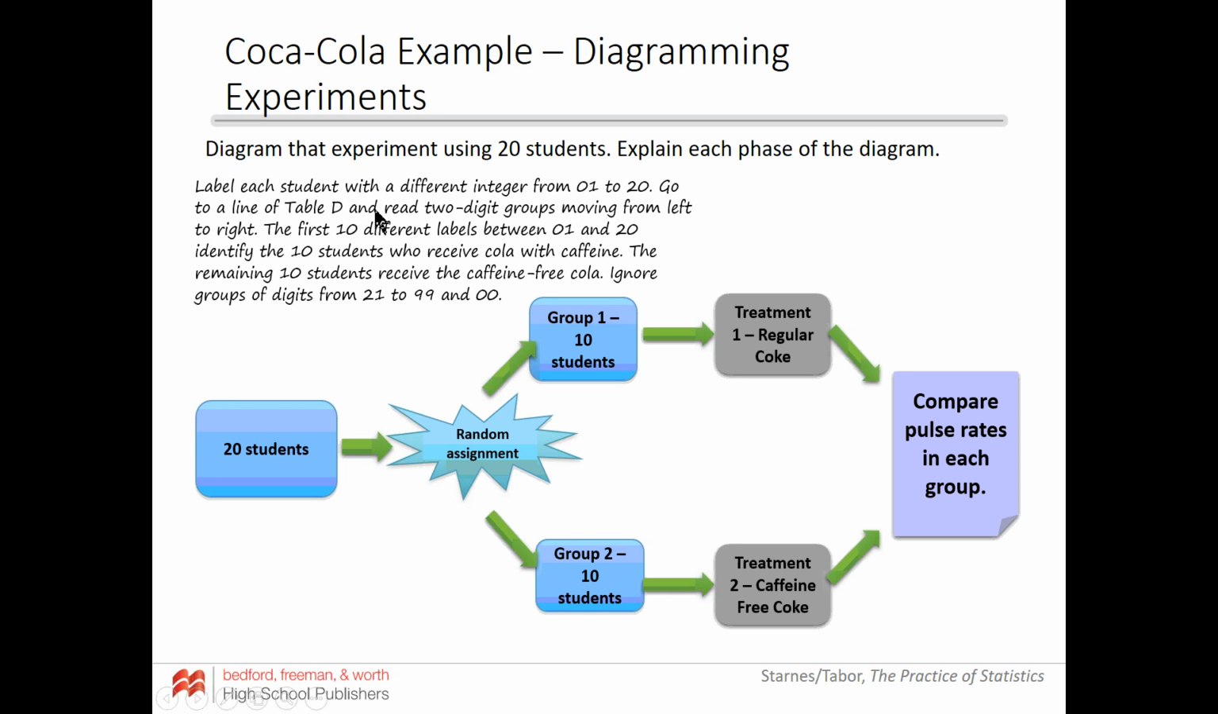I explained how I randomly assign them. There's specific numbers here. I'm specifically stating that there's 20 students, 10 students in this group, 10 students in this group. I'm specifying that these people got the regular, these people got the caffeine, and I'm also specifying what we're comparing. Ultimately, we're comparing the pulse rates. Remember, that's the response variable. So this is your diagram along with the explanation.